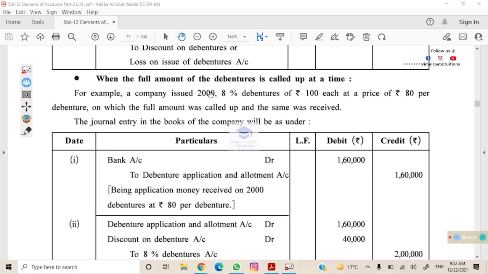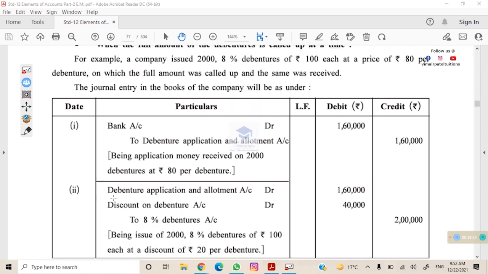A company issued 20,000 8% debentures of 100 each at a price of 80 per debenture, on which full amount was called up and same was received. 100 rupees નો ડિબેન્ચર 80 થી ઇશ્યુ કર્યો, એટલે amount received will be bank to debenture application and allotment 20000 into 80, 160000.